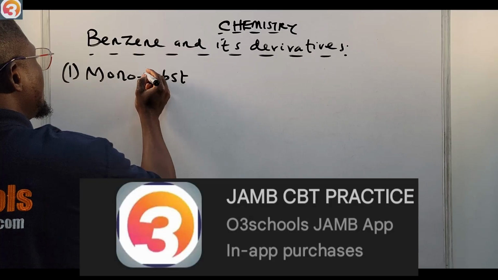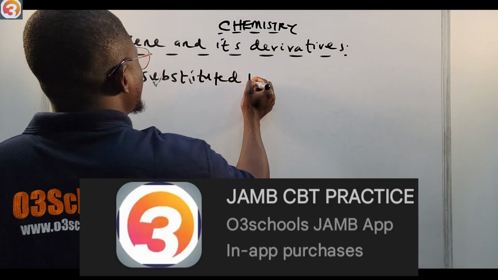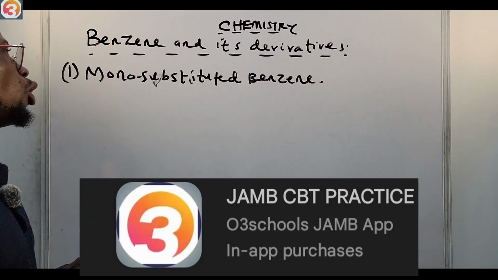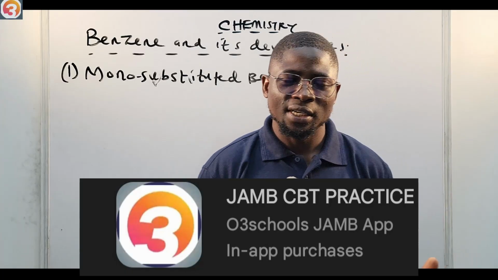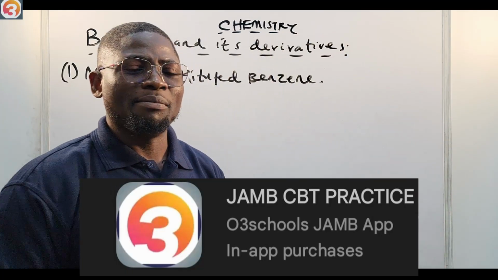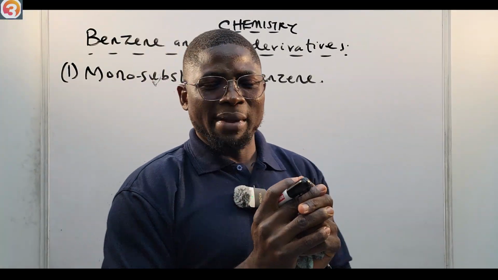Okay, let me put a space here. Substituted benzene. So the first set we're going to consider are called monosubstituted benzene. That means we're going to have a benzene ring, and then we have one group attaching itself to that benzene ring. That's why it's called mono: one group attaching itself to a benzene ring.